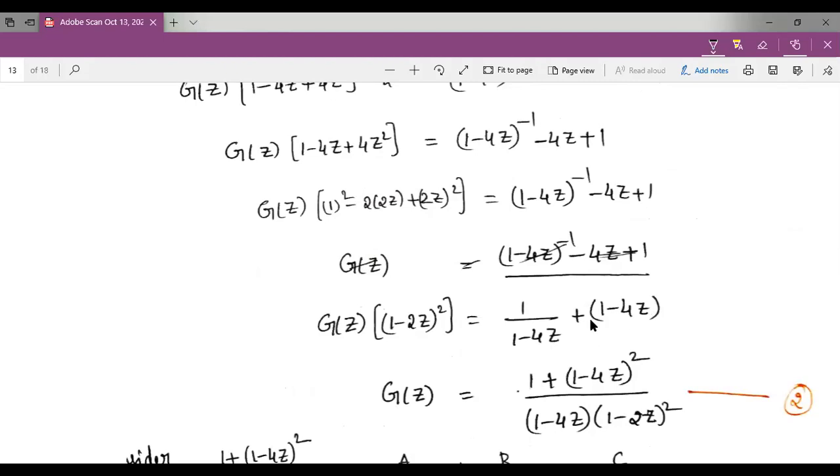Here we take the LCM. The term 1 minus 4z comes into the denominator along with (1 minus 2z) square. So the generating function is (1 plus (1 minus 4z) square) by ((1 minus 4z) into (1 minus 2z) square). Let it be equation 2.